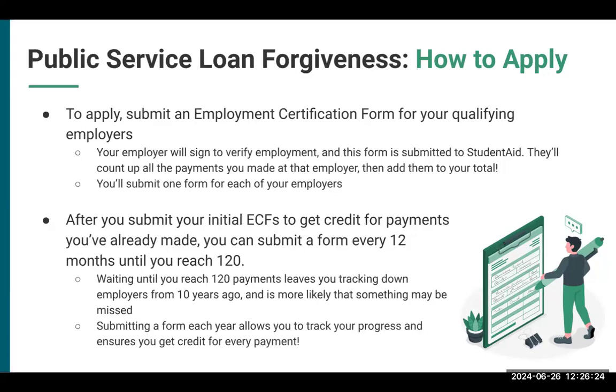Technically, you can wait till you make all your payments to apply, but that leaves you tracking down employers from over 10 years ago, and it's more likely that you could get off track or something could be missed. By turning in forms now and then once every 12 months, you can ensure you get credit for every payment you make and track your progress towards forgiveness.